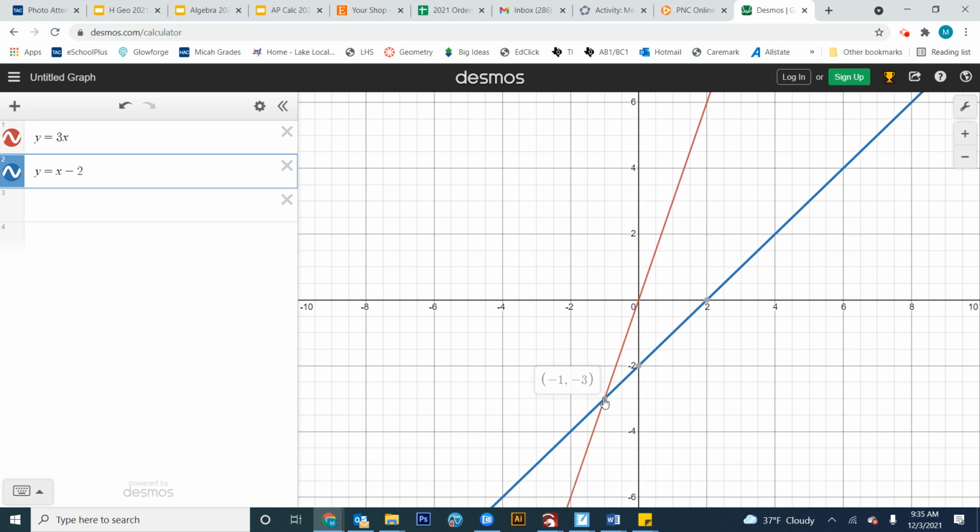Was that our answer? How many points do they cross at? 1. So when you set them equal, you're actually finding out where they are crossing. Are those lines always the same height? No. Where are they the same height? -1, and the height is -3.